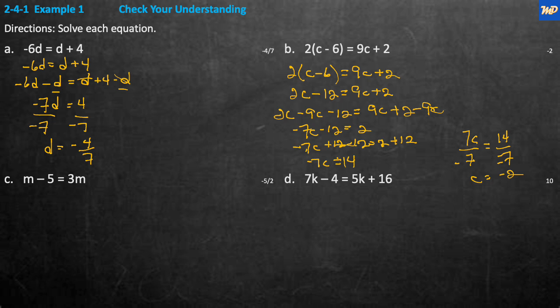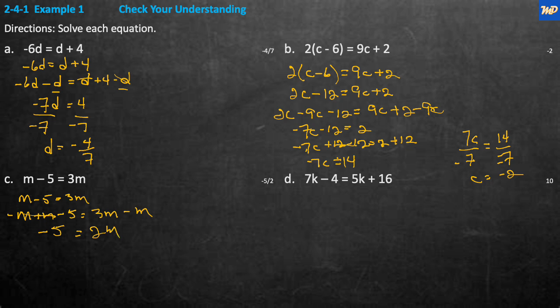Okay, m minus 5 is equal to 3m. So we're going to get the m's together. We'll leave the 5 on the left-hand side. So we're going to subtract m from both sides. Minus m plus m minus 5 is equal to 3m minus m. And when we do that, we're going to get the m's canceling on this side. We're going to get negative 5 is equal to 2m.